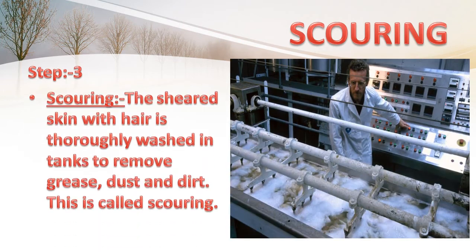The next step is scurrying. The sheared skin with the hair is thoroughly washed in tanks to remove the grease, dust, and dirt. This is called scurrying.